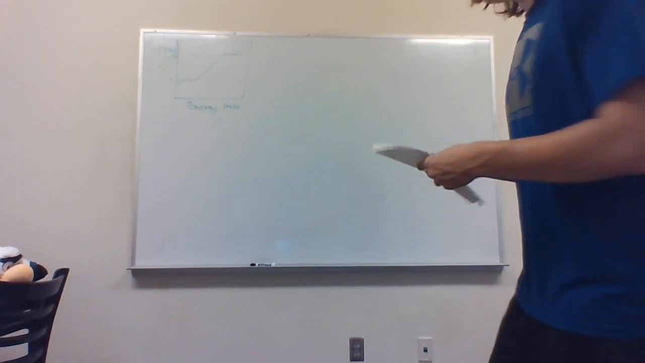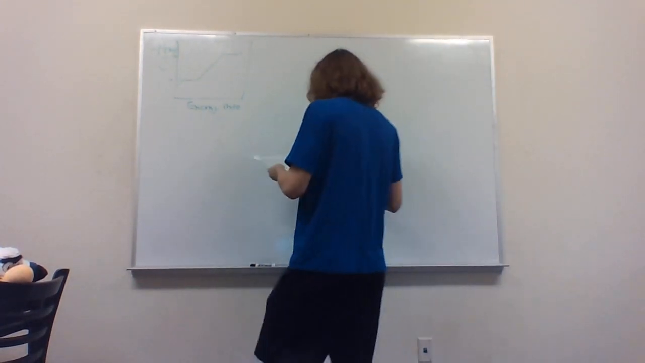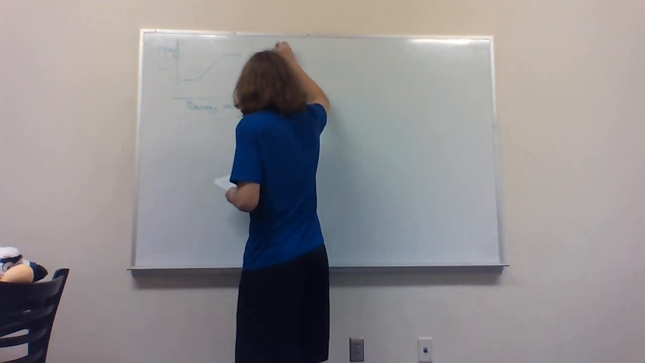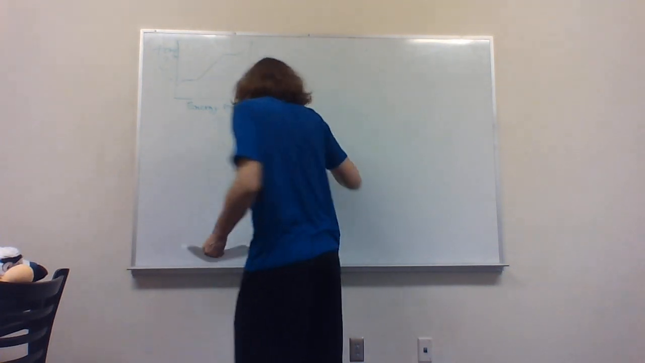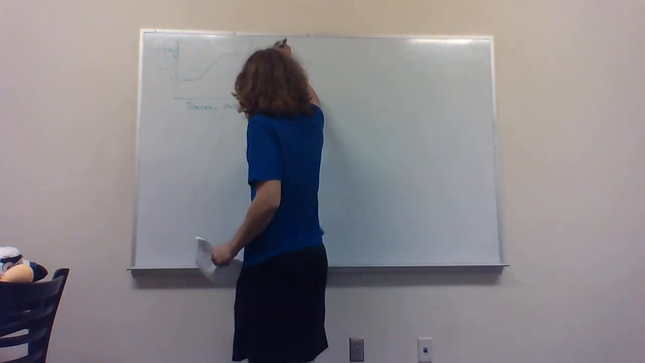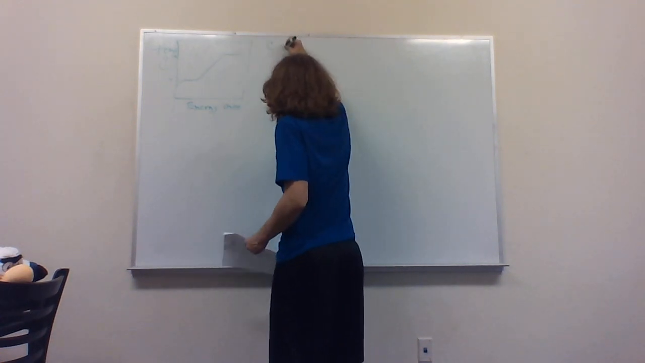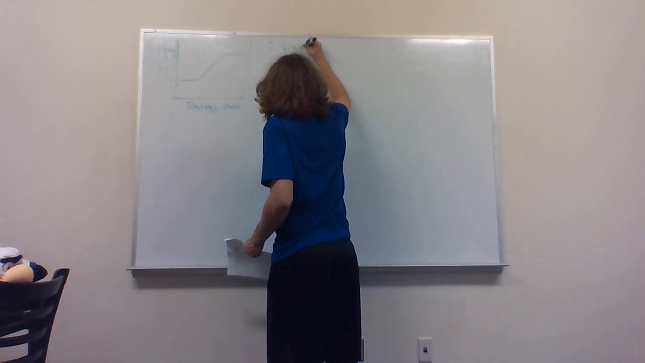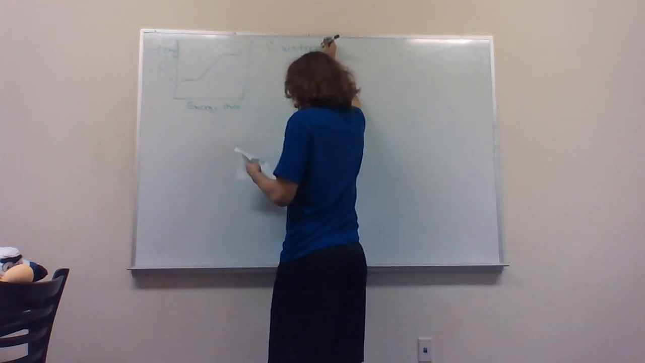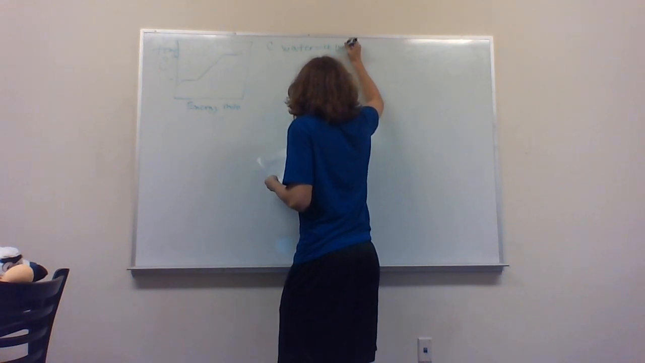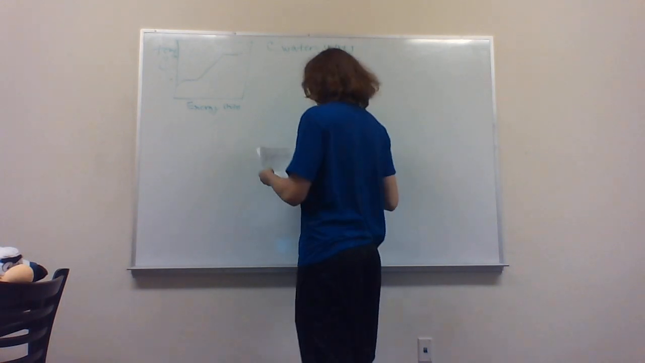So I wrote down a bunch of info before I do this problem. Our specific heat of water, and I'm going to write C water. C in this case just stands for specific heat. I'm going to do this because I don't like to write it over and over. So specific heat of water equals, as we know, 4.184 joules per gram Celsius.